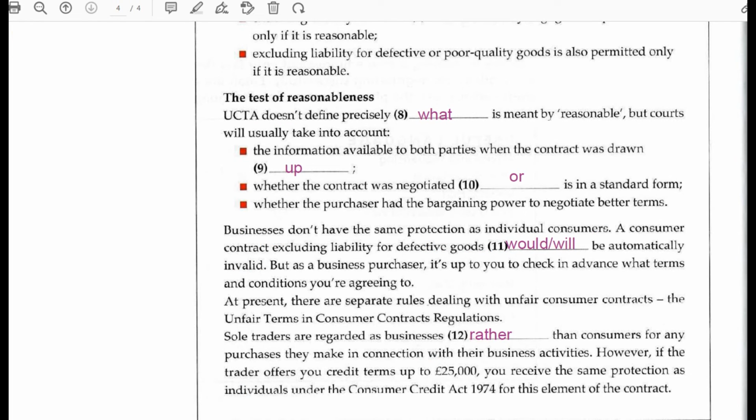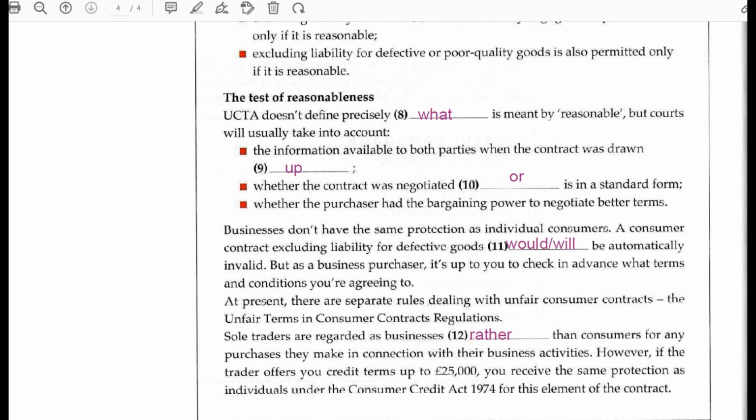And the next subheading is the test of reasonableness. UCTA doesn't define precisely what is meant by reasonable, but courts will usually take into account, such as the information available to both parties when the contract was drawn up. Next, whether the contract was negotiated or is in a standard form. And next, whether the purchaser had the bargaining power to negotiate better terms.